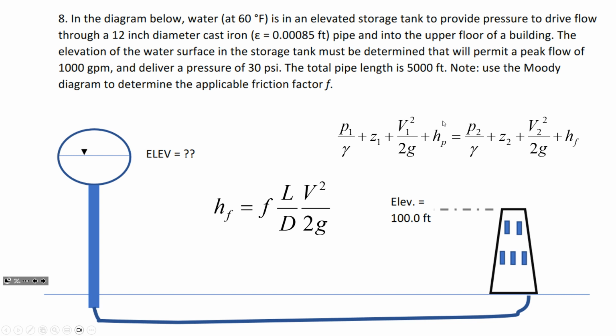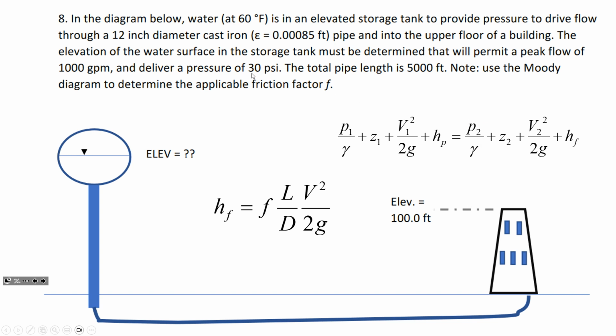That would be the head that is being applied by a pump. And this system doesn't have any pump. So it's on the left-hand side of the equation because that's energy that's being added as the water goes from 1 to 2. And here there's no pump, so that term is going to cancel out. Okay, now P2 means the pressure at the top of this building.